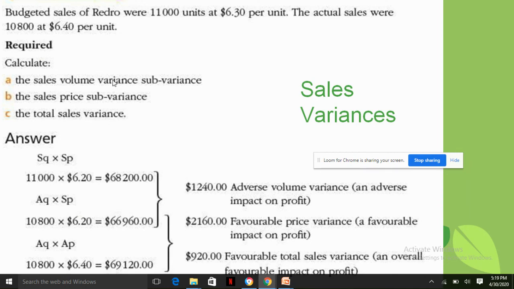So the addition of sales volume variance and sales price variance will give us total sales variance. Take note please, 6.2 was used here instead of 6.3, so we will go with that answer for now. Apologies for that. Please take note of that. 1,240 adverse and 2,160 favorable. That's minus 1,240 plus 2,160. The answer is plus 920. That is our answer for C, the total sales variance.